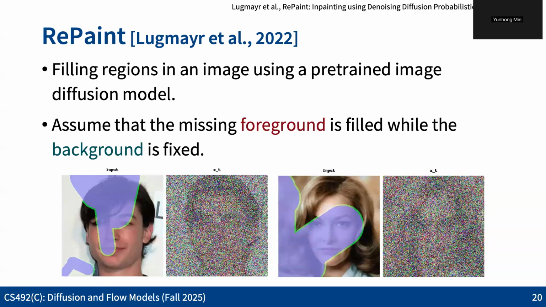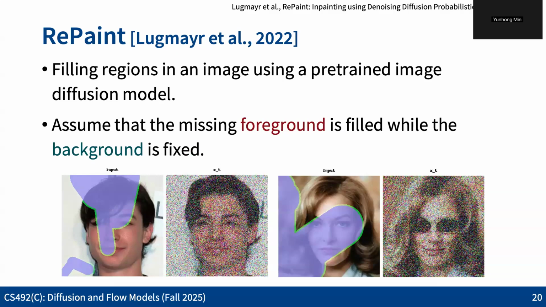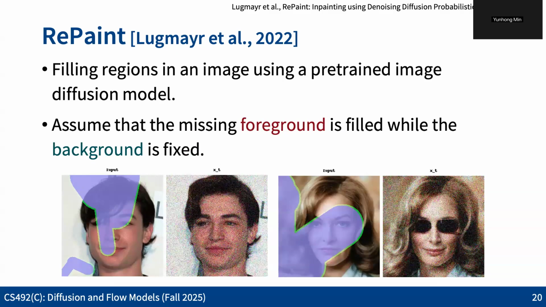So if I show this specific example, which is called RePaint, this is the problem of filling in missing regions in images.